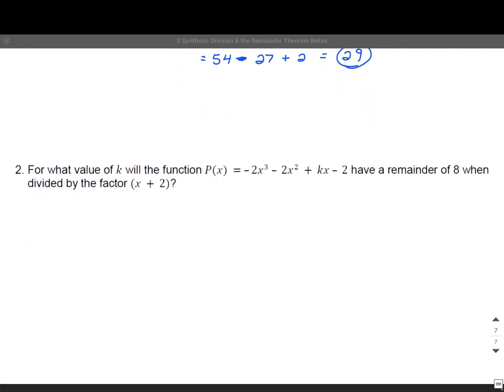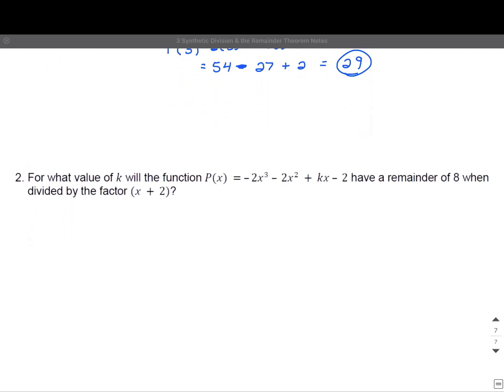Now, what if I change the question this time and tell you I want the remainder to be 8, but I have this k that I don't know what it is? All right, so I'm going to divide by x plus 2. So notice x plus 2, the root is -2. So I'm going to find p of -2. If I want the remainder to be 8, then p of -2 has to be 8. So we're going to have -2 times -2 cubed minus 2 times -2 squared plus k times -2 minus 2, and this has to equal 8.